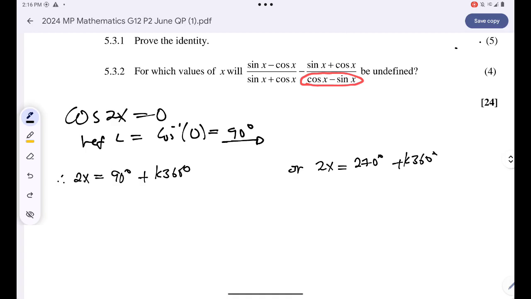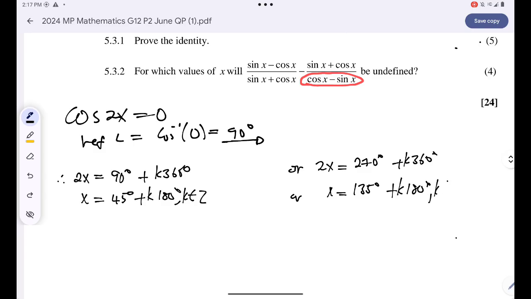But I was never asked to find 2x. I'm looking for the values of x, not 2x. That means I must divide both sides by 2. That means x is just equal to 45 degrees plus k 180, where k is an element of integers, or x is just equal to 270 divided by 2, which is 135 degrees plus k 180, where k is an element of integers.